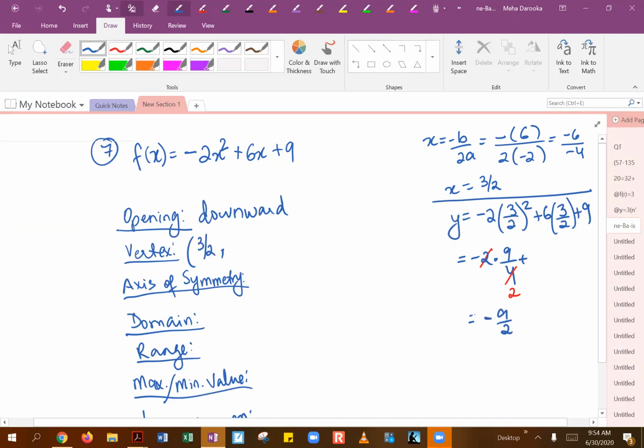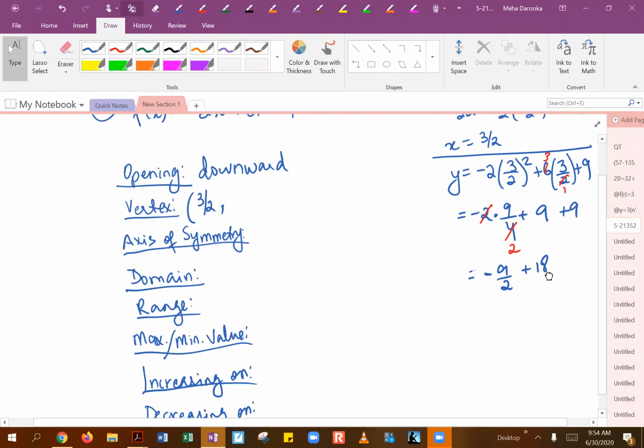And then over here with the 6 multiplied by 3 halves, the 2 can go into itself once and go into 6 3 times. So you would end up getting 3 times 3, which is 9. And then, of course, we have the +9 at the end, which would end up becoming positive 18. So now you're adding negative 9/2 with positive 18. You can write that as 18 over 1. Find your common denominator. Again, if you're doing this by hand, or you can just plug it into your calculator, whatever you're comfortable with.